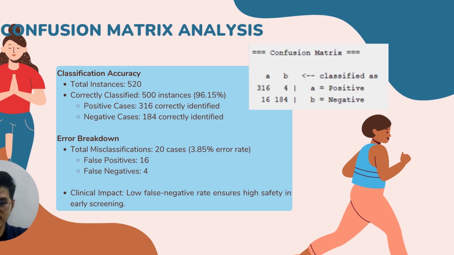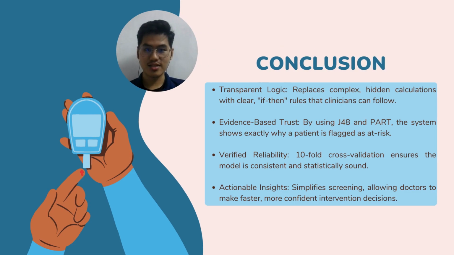So in conclusion, our project demonstrates a decision support system that prioritizes transparency without ignoring accuracy. By using J48 and PART algorithms, we create a model where the decision-making logic is fully visible to the user. Our use of tenfold cross-validation ensures that the system is both stable and reliable for high-stakes environments. Ultimately, this DSS serves as a powerful tool for early identification, ensuring that data-driven insights lead directly to timely, life-saving medical intervention. That's all from us.